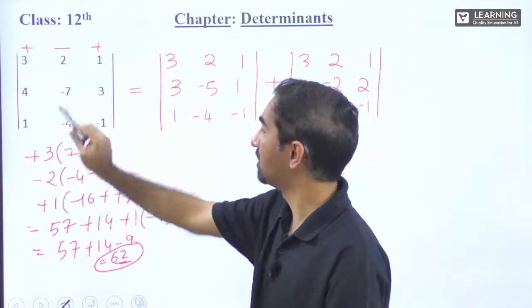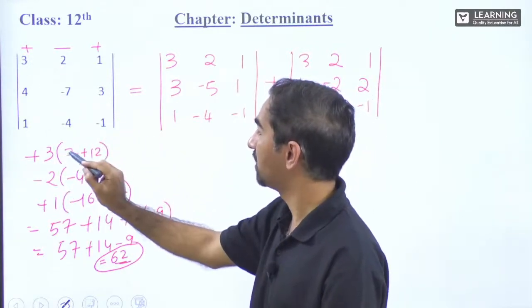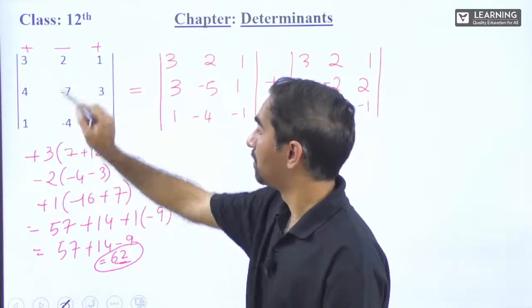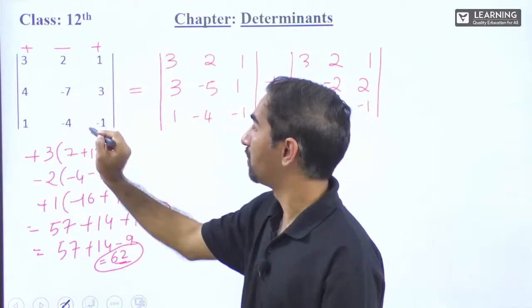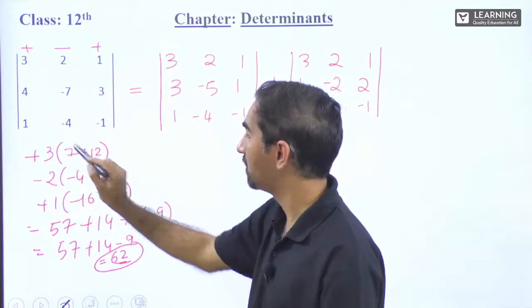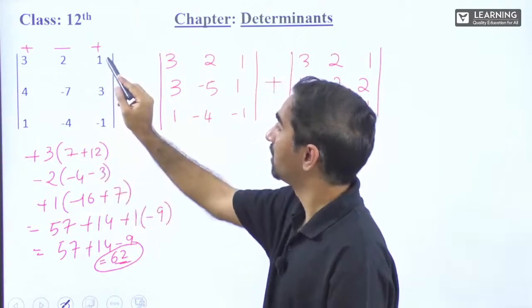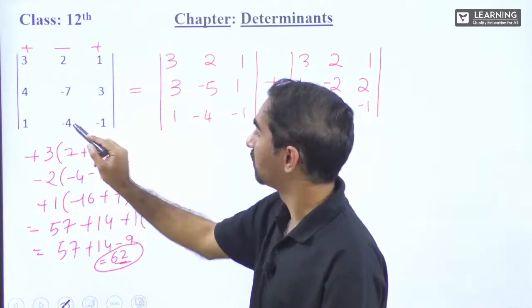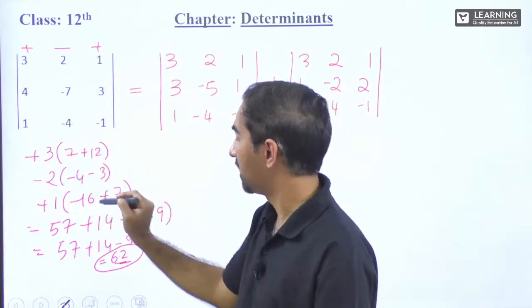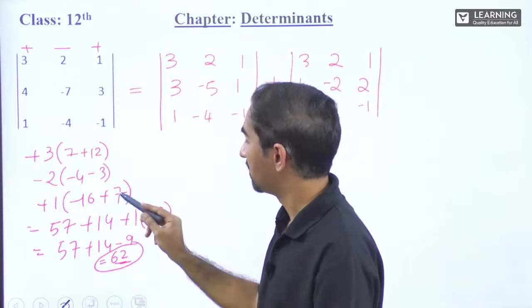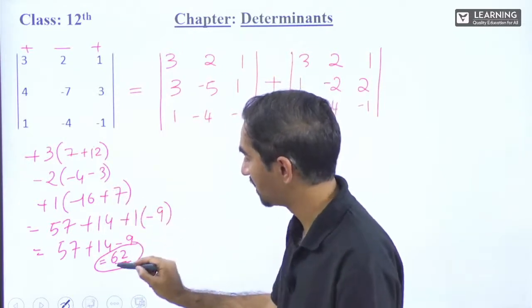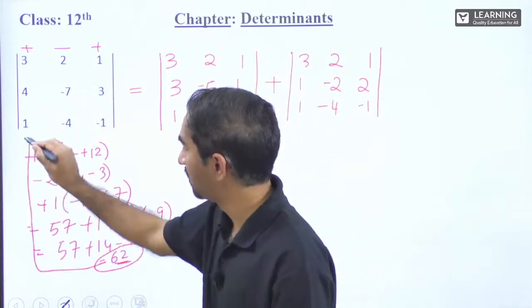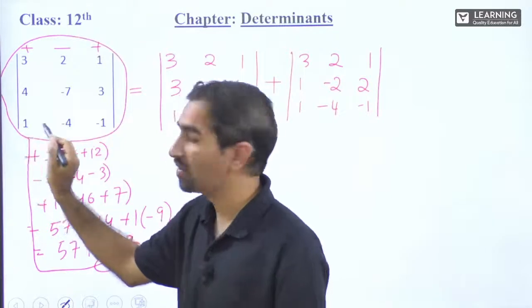So plus 3 as it is, minus 7 into minus 1 is plus 7, minus sign in between, minus 4 into 3 is minus 12, minus into minus will become plus. Minus 2 as it is, so minus 1 into 4 is minus 4, minus sign in between, 1 into 3 is 3. Moving on with the next one, plus 1 of minus 16, so 4 into 4 is 16, minus sign in between, 1 into minus 7 is plus 7. So I think this will be the right answer. 62 is the right answer. 62 is the value of this determinant.